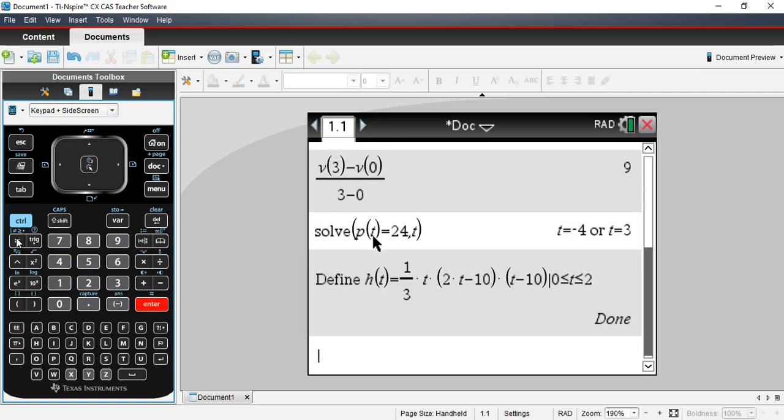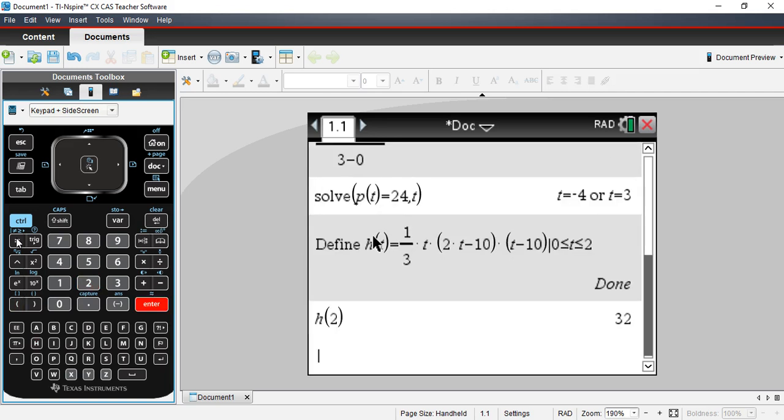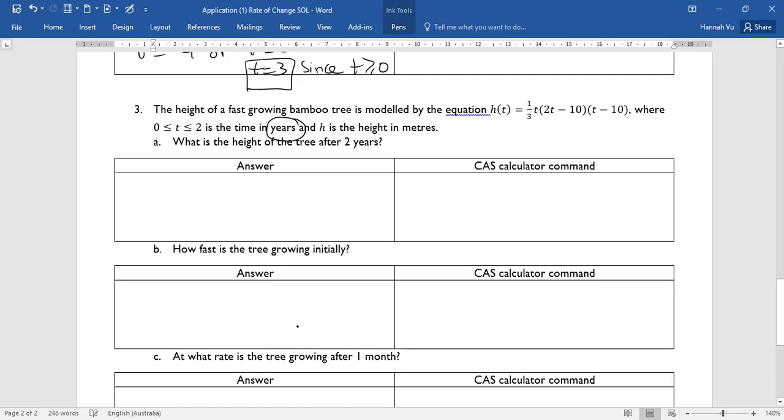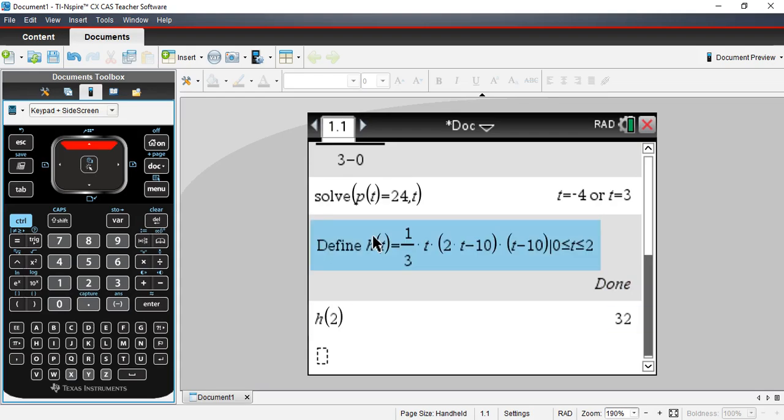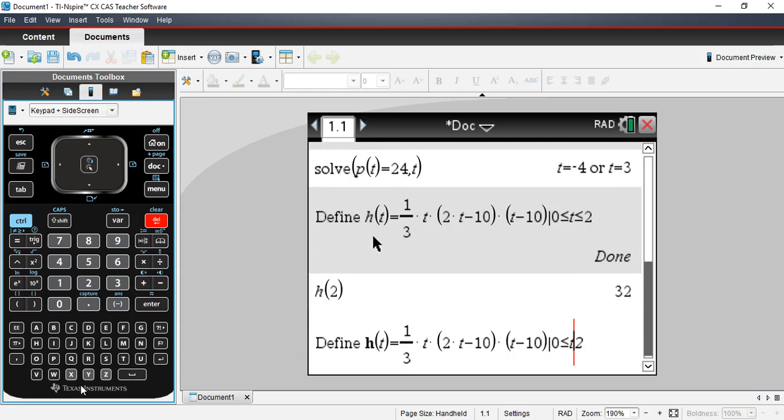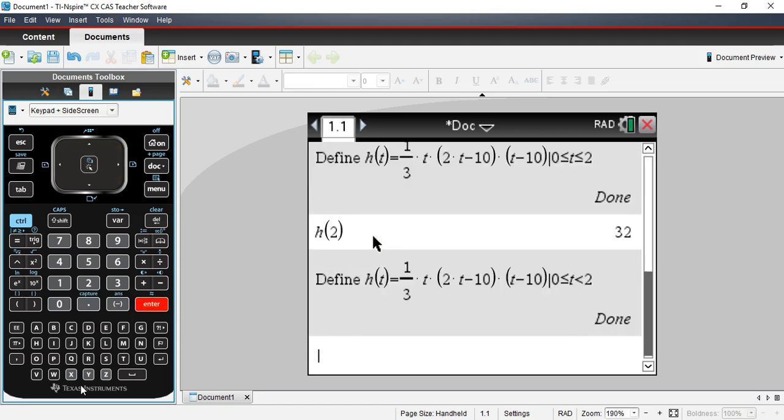What is the height of the tree after 2 years? So h of 2, 32 meters. Now I just put the answer in first, and then I want to talk about one thing. So trying to find h of 2, 32 meters. You have to be careful when you put in the restriction. Let's say, for example, if I made a mistake and actually put, instead of less than or equal to 2, let's say I put less than 2 in my restriction.